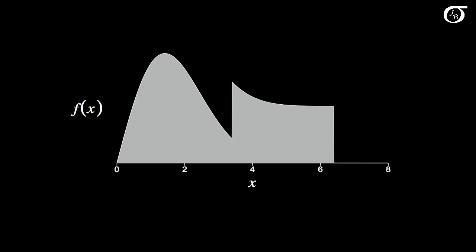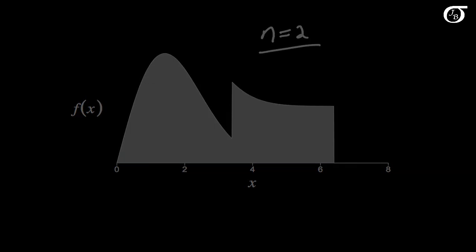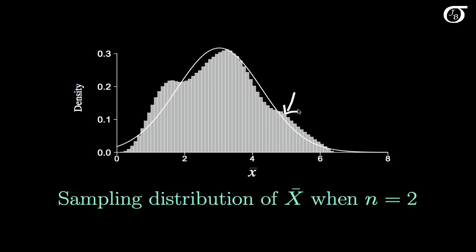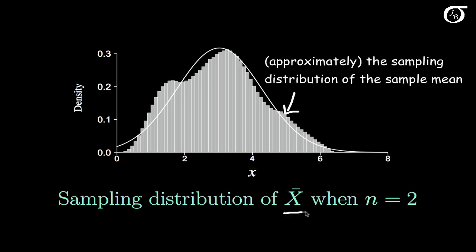Let's do another simulation for a different distribution. This one's a bit of a weird mixture type of distribution. So, the same scenario as last time. I'm going to randomly and independently draw two observations from this distribution, calculate the sample mean, draw another two observations, calculate the sample mean, and do that 1,000,000 times and plot out a histogram. Here, the gray histogram is approximately the sampling distribution of x bar when n is equal to 2. And I've superimposed a normal curve again. Obviously this distribution is not quite normal. Let's increase the sample size and see what happens.